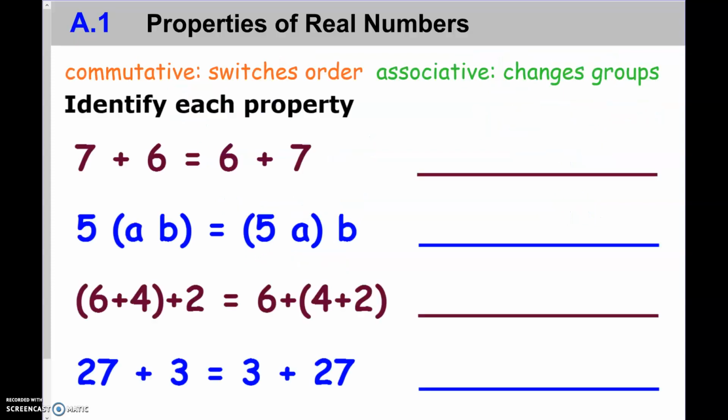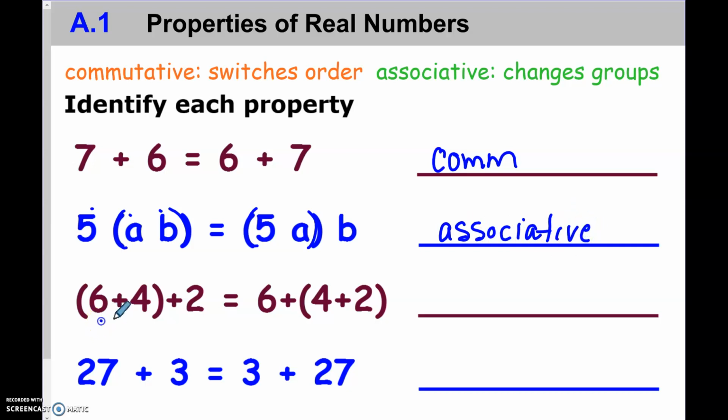All right, let's see if we can put those together here, identifying the associative, the commutative, or the distributive property. This one says 7 plus 6, and this one's 6 plus 7. We switched the order, so this is commutative. You should really pause the video and give these a try, then replay it so you can check your answers. All right, we've got 5AB, 5AB, so the order is the same, but now what happened? They grouped the A and B, and now we have the 5 and the A. So this one is the associative property.